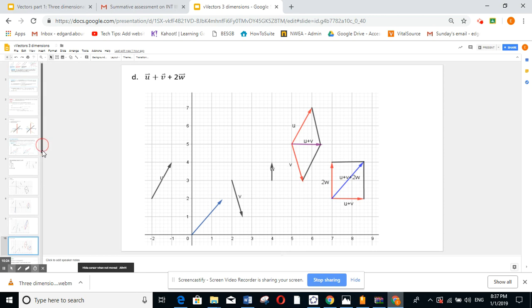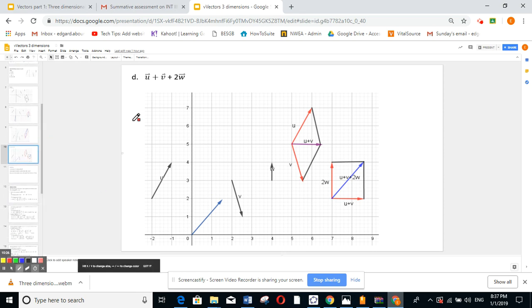All are correct. In choice D, I want u plus v plus 2w. First of all, I want to do u plus v. So I draw a parallel to u, a parallel to v. I do the resulting by doing the parallelogram. Now I have u plus v. So this is u plus v.